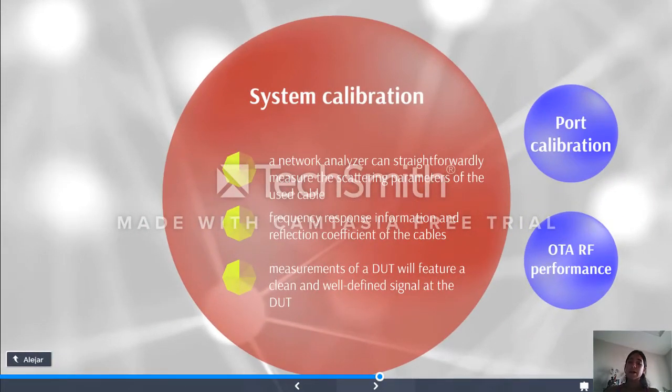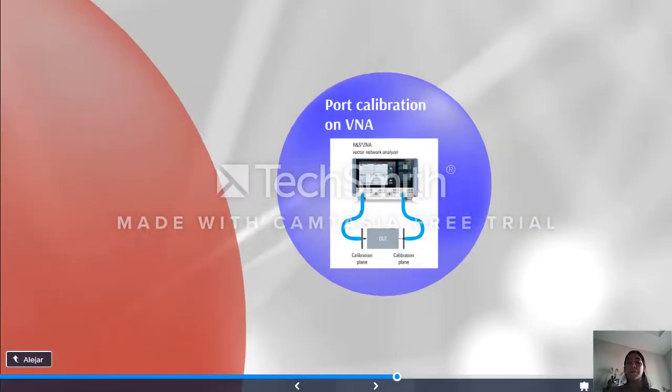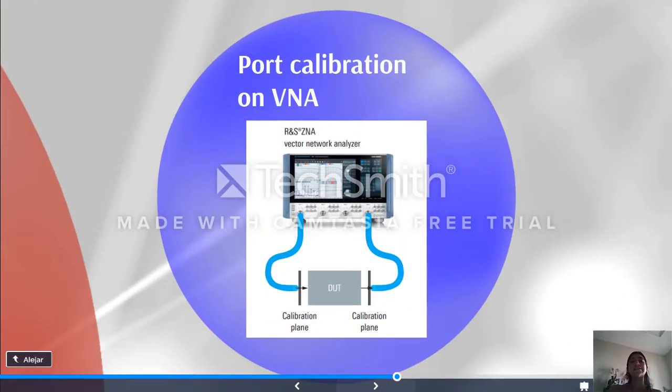System calibration: a network analyzer can straightforwardly measure the secondary parameters of the use cases: frequency response, insertion loss, and reflection coefficient of the cable. Measurement of a DUT will feature a clean and well-defined signal at the DUT. For calibration, multi-signal generators and signal or spectrum analyzers can use these parameters of a test setup to move the calibration plane. Their measurements are similar to the calibration of a network analyzer. Depending on the test equipment capabilities, the instrument may be able to compensate for frequency response in amplitude and phase, taking reflections into account.